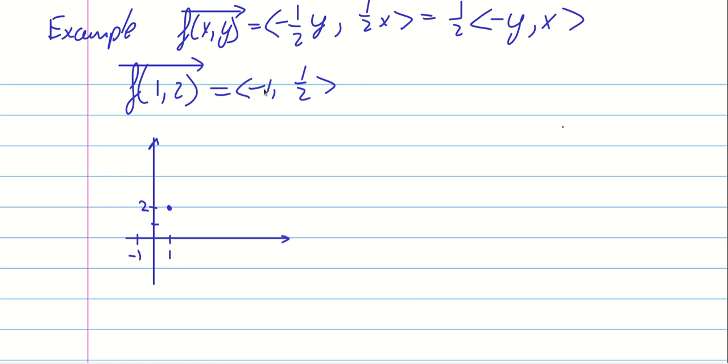So over here we moved 1 unit to the left, so we start over here, so we move 1 unit to the left and half of a unit up. So our vector looks like this.